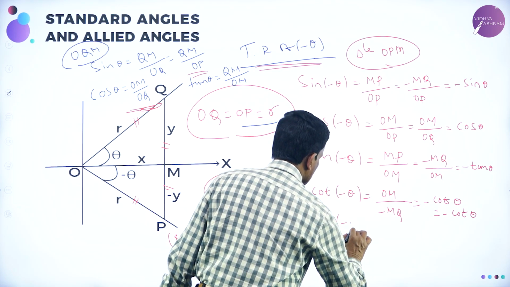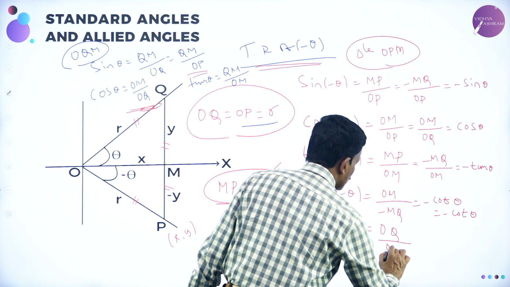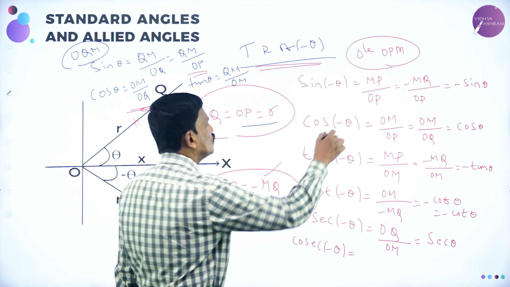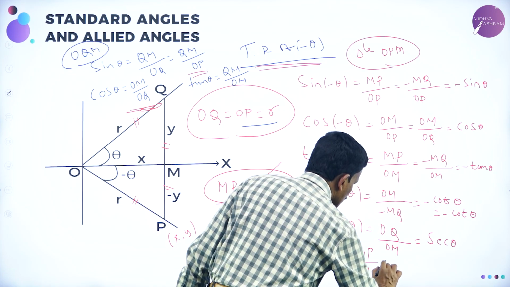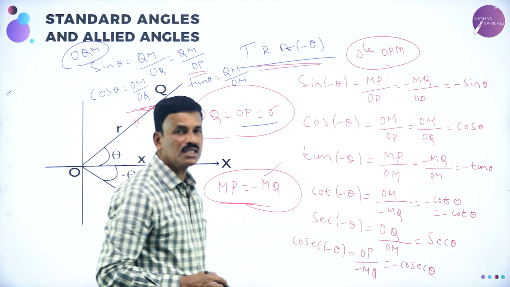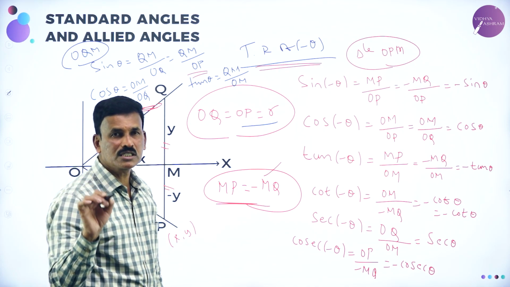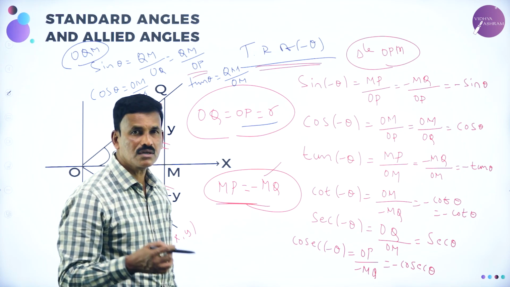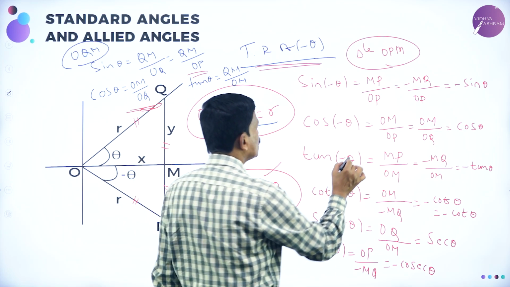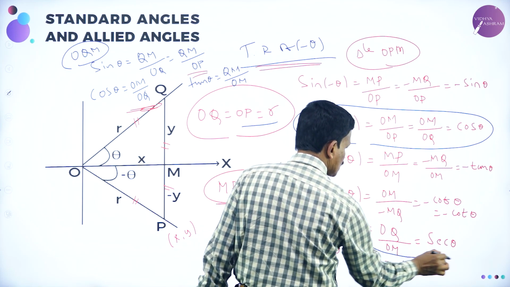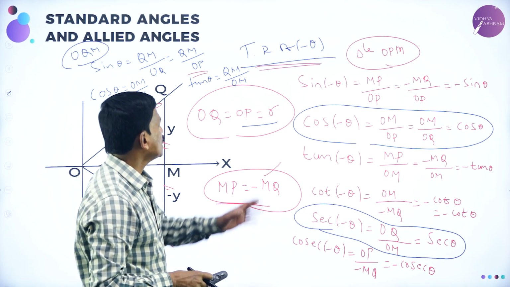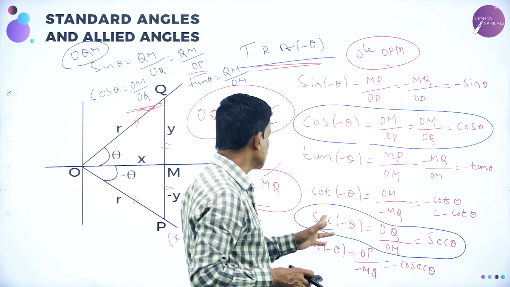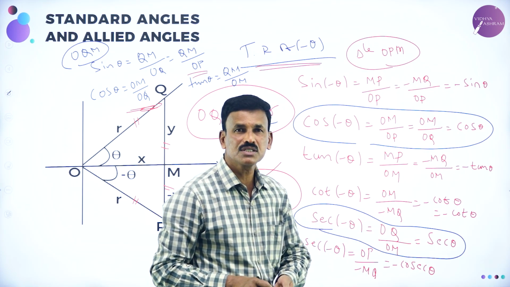Similarly, for secant of minus theta, what will we get? That is OQ divided by OM, which is nothing but positive secant theta. And similarly, cosecant of minus theta is equal to OP divided by minus MQ, that's equal to minus cosecant theta. Now, what do you say? If theta is replaced by minus theta, cos of minus theta is plus cos theta, and the reciprocal of cos theta is 1 by cos, which is secant. Secant of minus theta is also positive, and in all other cases it is negative. So sin of minus theta is minus sin theta, cos of minus theta is plus cos theta, tan of minus theta is minus tan theta, cot of minus theta is minus cot theta, secant of minus theta is plus secant theta, cosecant of minus theta is minus cosecant theta.